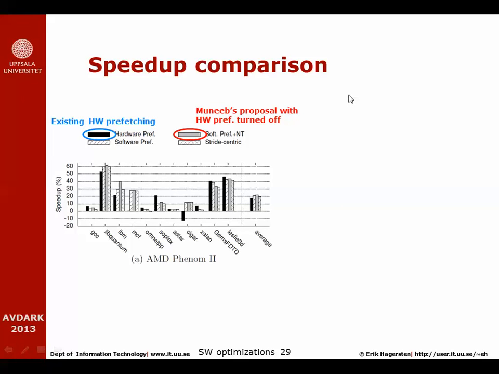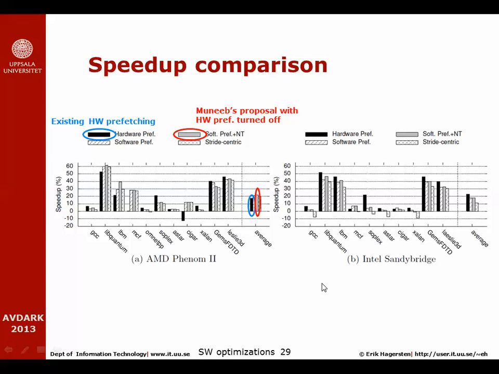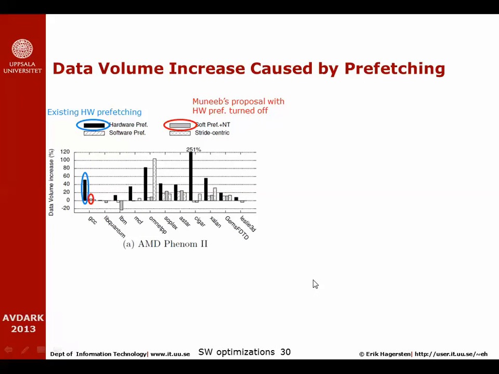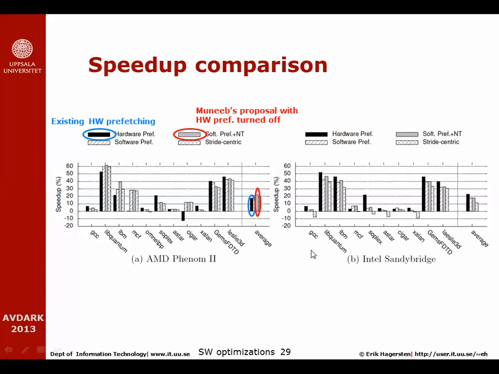And then Muneeb turns off hardware prefetching and completely replaces it by inserting software prefetch instructions automatically into the code. You can see on the average number here, he gets a better speedup than you get with hardware prefetching. So that's good news. Doing the same experiment on the Intel Sandy Bridge, we get a similar number, but here the hardware prefetcher outperforms us by a little bit.